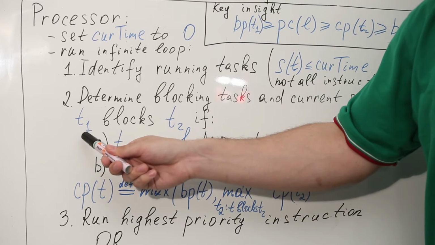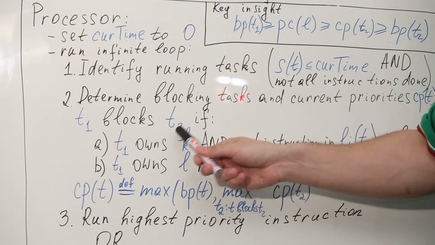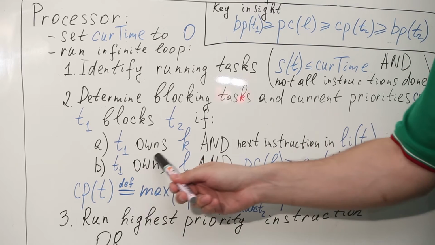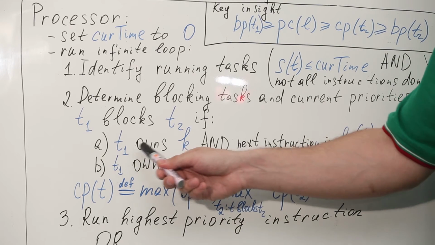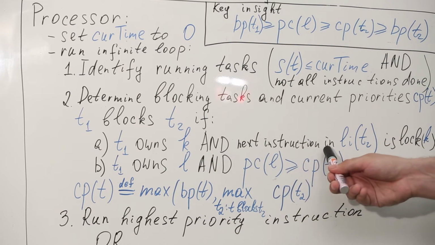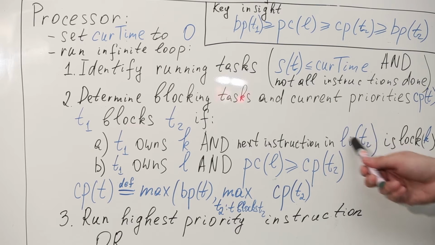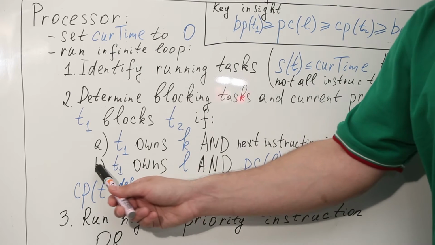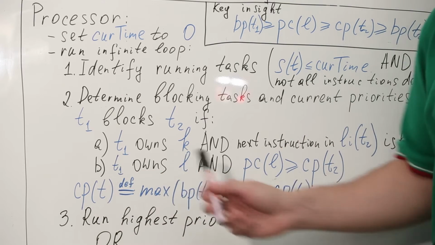So, a task T1 blocks a task T2 if one of the following holds. First is easy. If T1 owns resource K, that is, it locked resource K and didn't release it, and the next instruction in the task T2 in the list of instructions is to lock resource K. So T2 cannot do that, that's why T1 blocks T2 from execution. And the second condition is a complicated one.